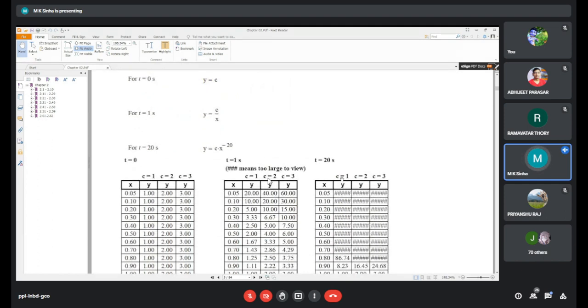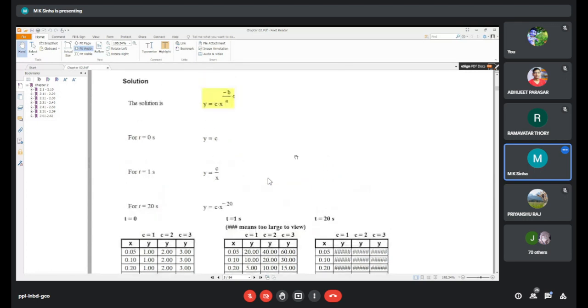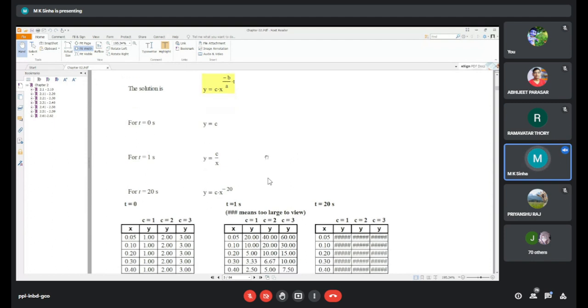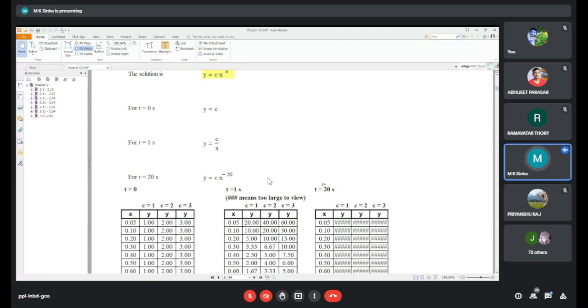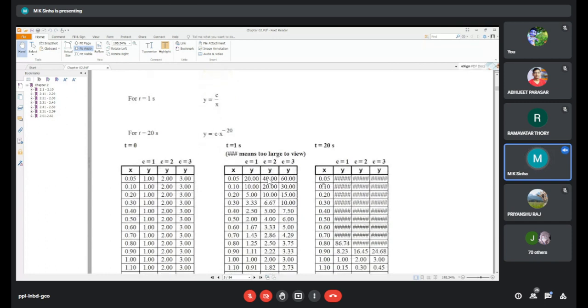See, this is the plotting. The same equations are plotted here in the Excel sheet. Same things: t equal to 0, y equal to c; t equal to 1, y equal to c x to the power minus b/a. Here in the Excel sheet they have calculated for t equal to 0. See, for different values of our constants, you should get different streamlines.